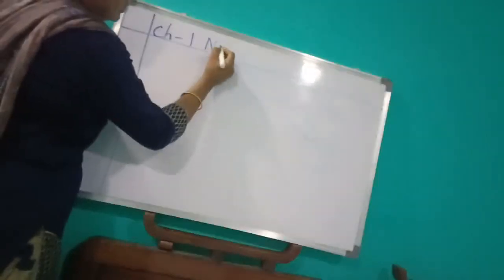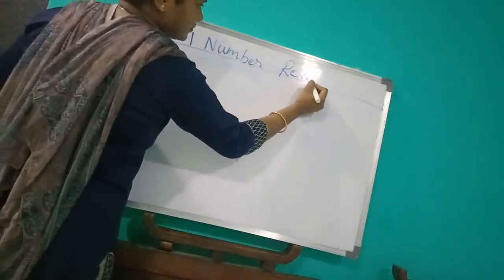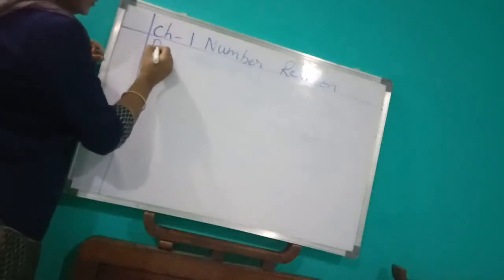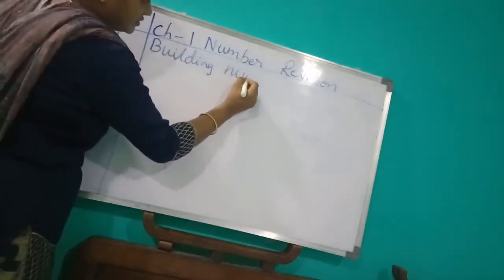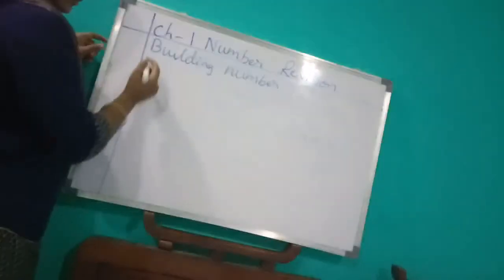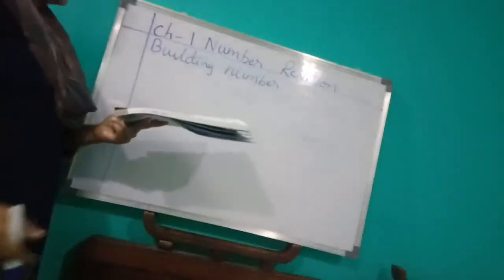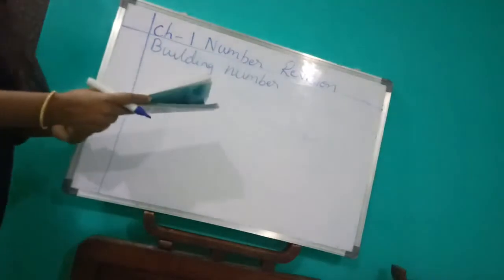Yes children? Children, see chapter number 1, numbers, revision. What is that? Building numbers. How to build the numbers. See, children, building the smallest 4-digit number. See how you build the smallest 4-digit number.